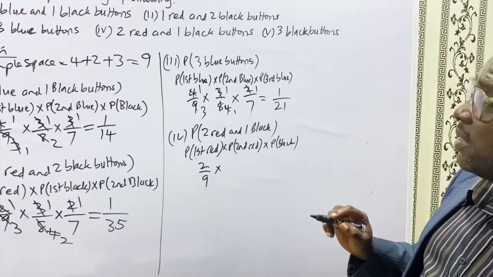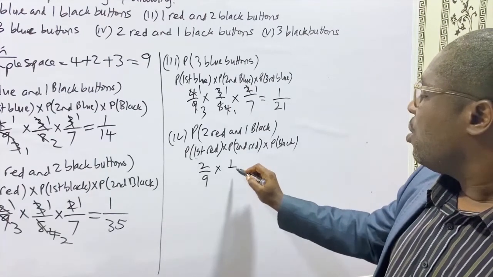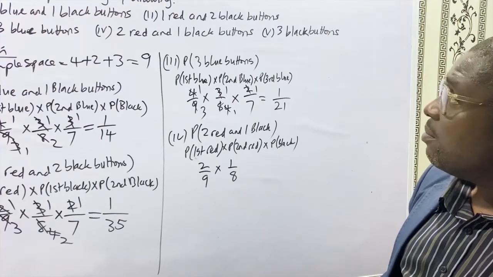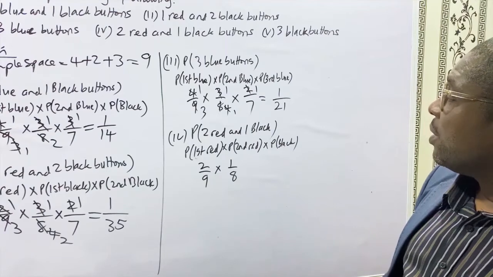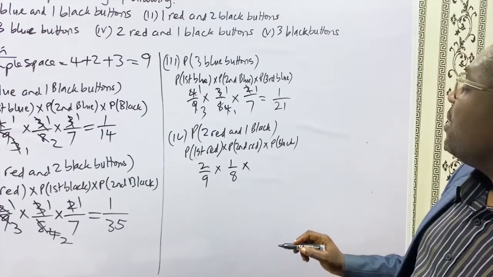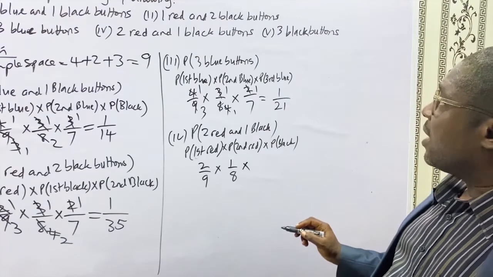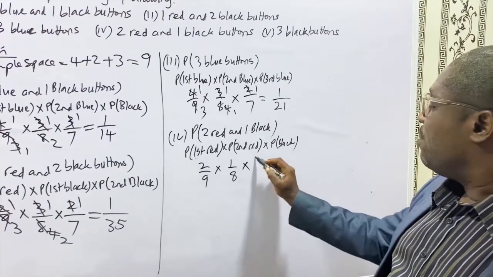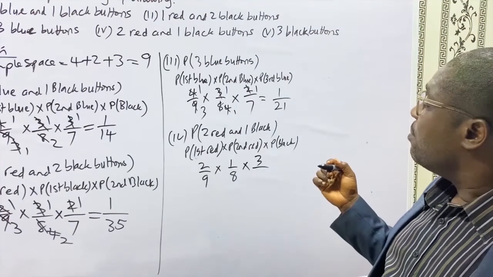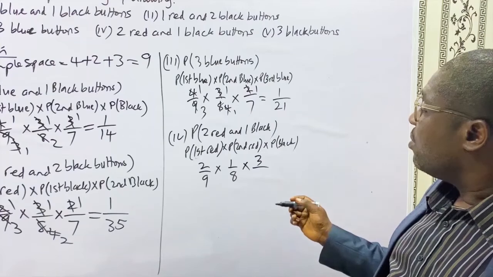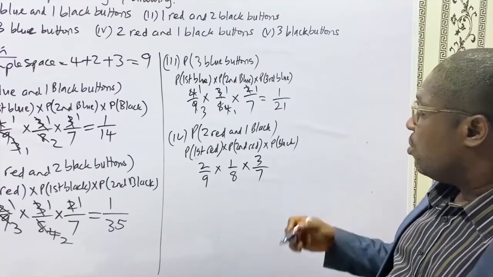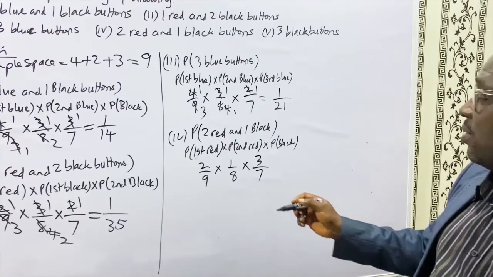We're just left with 1 red. So 1 all over 8, because the total number of buttons is reduced by 1. So times, how many blacks do we have? We have 3 blacks, divided by the total number of buttons we have, which has now become what? Has become 7. So let's multiply as usual.